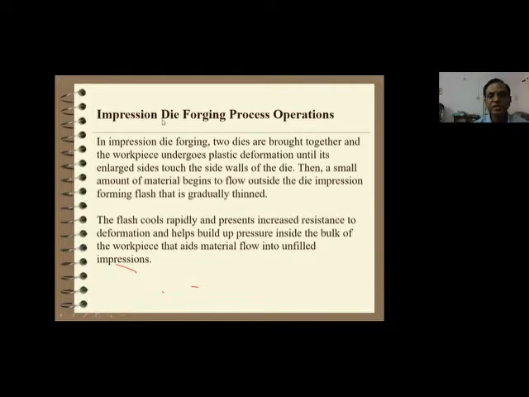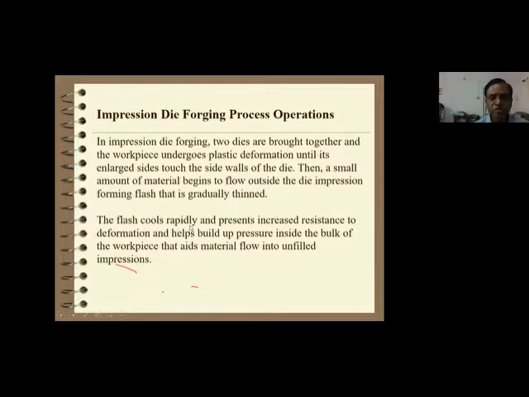Now, how does the impression die forging operation take place? In impression die forging, two dies are brought together and the workpiece undergoes plastic deformation until its enlarged sides touch the side walls of the die. Then a small amount of material begins to flow outside the die impression. That is nothing but the flash, the excess material of the raw material coming out in the form of flash, and the other material gets fed into the die impression.